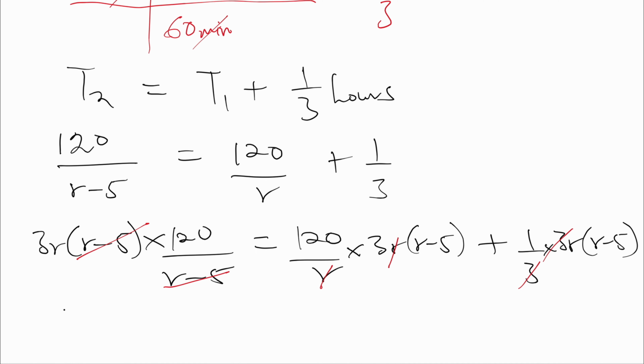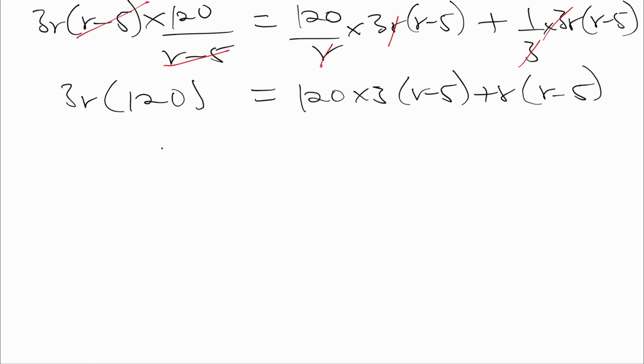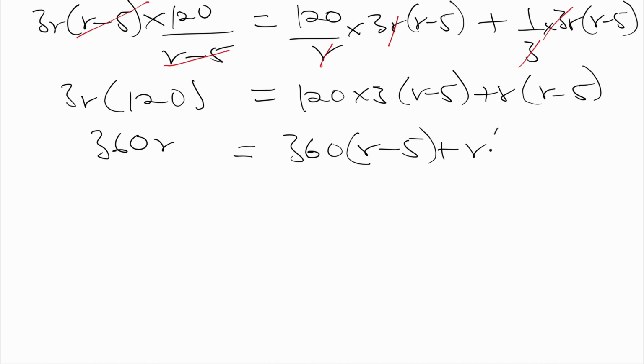So we'll be left with 3R times 120 is equal to 120 times 3 multiplying R minus 5 plus R multiplying R minus 5. Now 120 times 3 is 360. So we have 360R is equal to 360 multiplying R minus 5 plus R multiplying R minus 5.